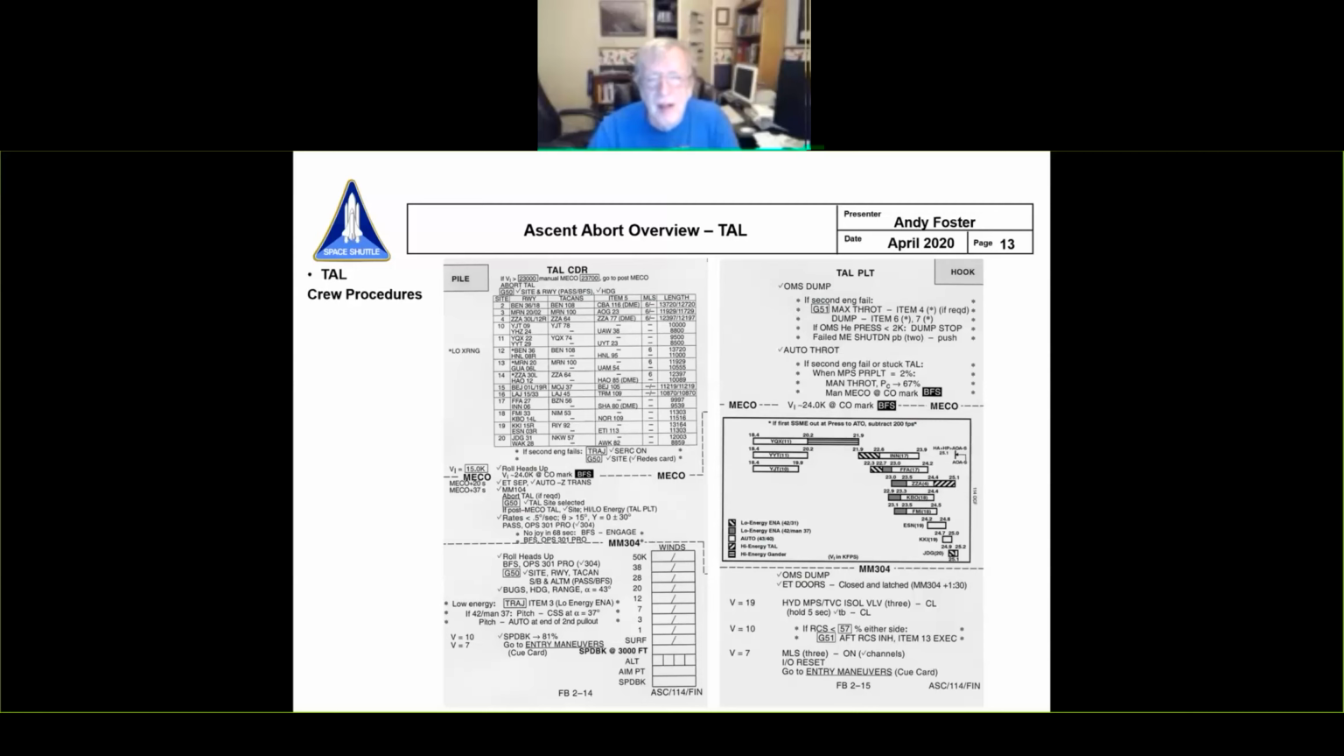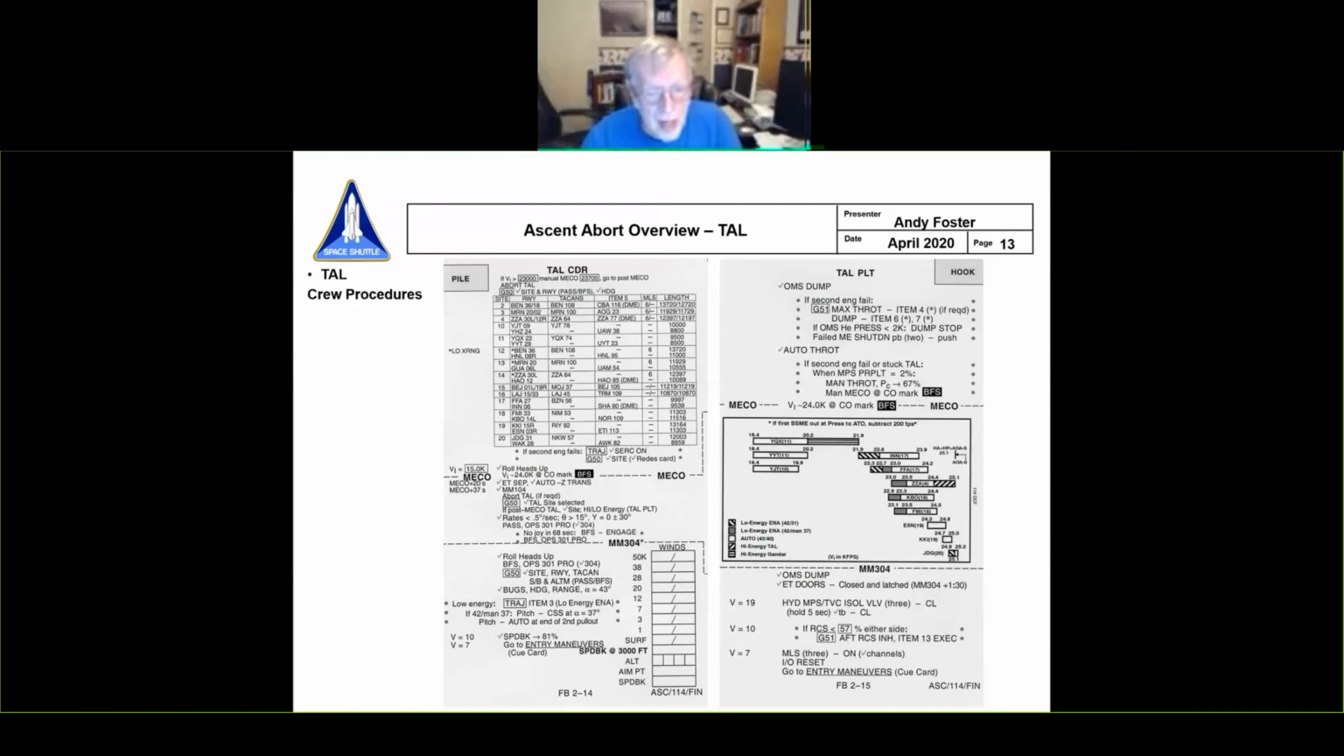Well, believe it or not, you're looking at the procedure pages here for the crew. On the left side, you see all the procedures that the commander needed and all the procedures that the pilot needed. For most of your intact aborts, except for the contingency aborts, these were in what we called the flip books, and they were Velcroed up in the windows. And so the crew could just reach up and flip to whatever page they needed.